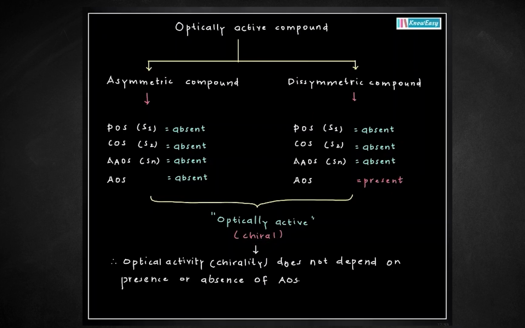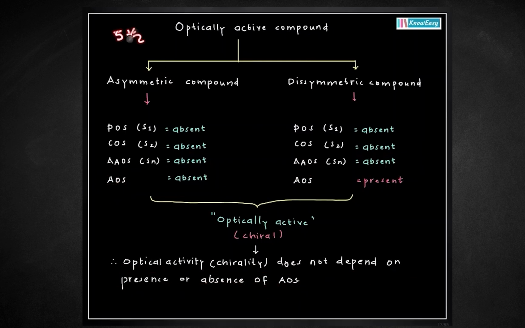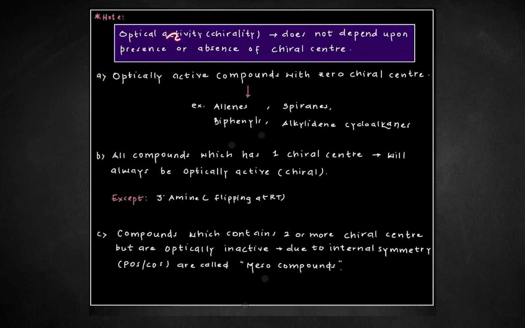So what we can conclude from this point is that optical activity, that is chirality, does not depend on the presence or absence of the AOS, and this is very important. It will come as a direct statement. Look at an important part. Optical activity or chirality does not depend upon the presence or absence of the chiral center.